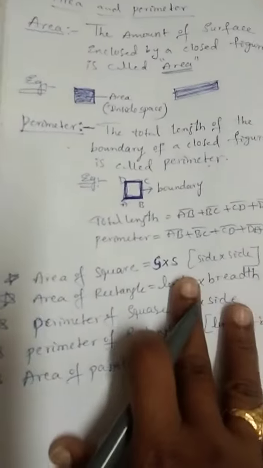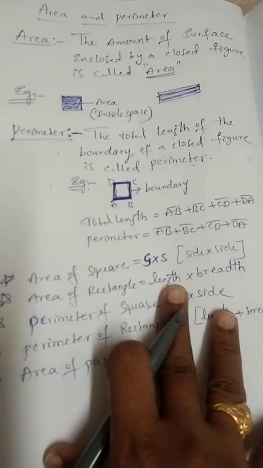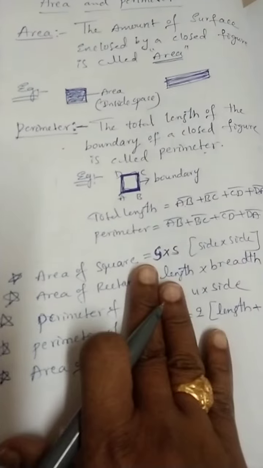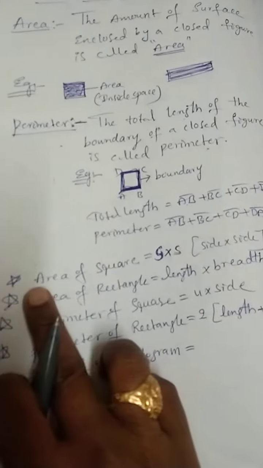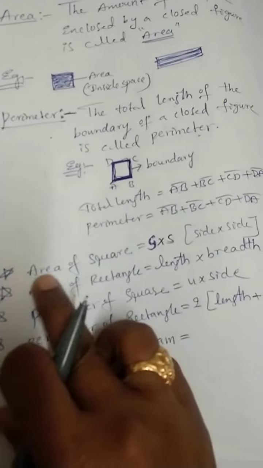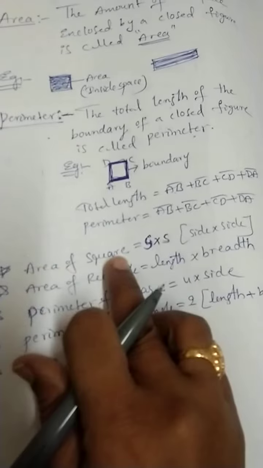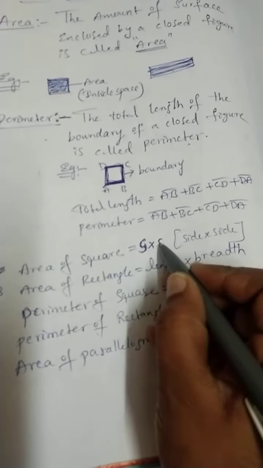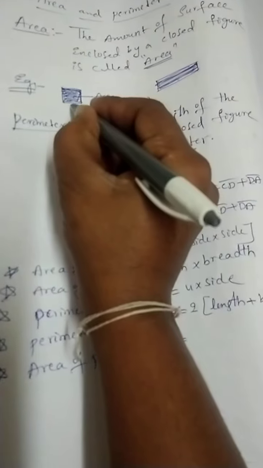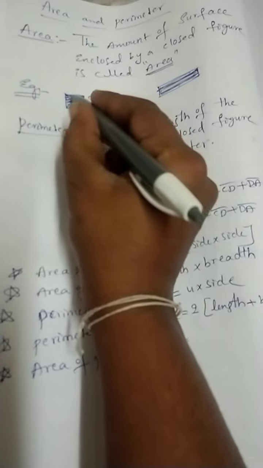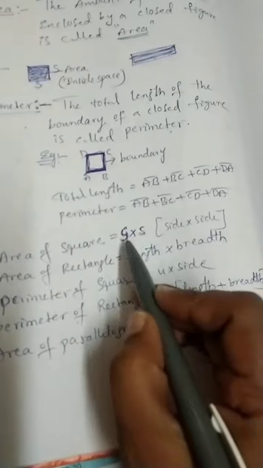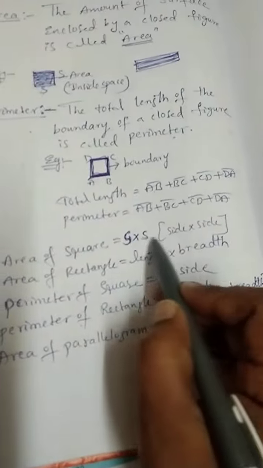Now I am giving important formulas, because based on these formulas we should do the solutions in this chapter. See, first one, area of square. Area of square formula is side into side. Why? Because if you take this side and this side and multiply, you will get the total area of this figure. So side into side, s into s we can write.